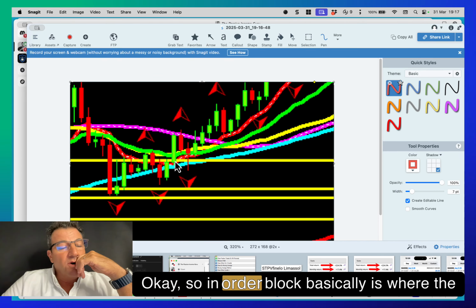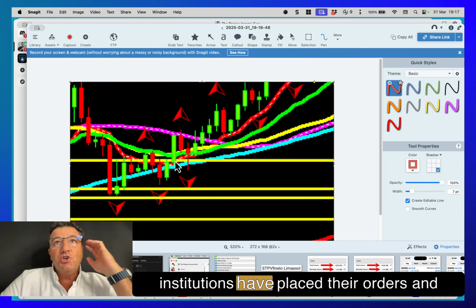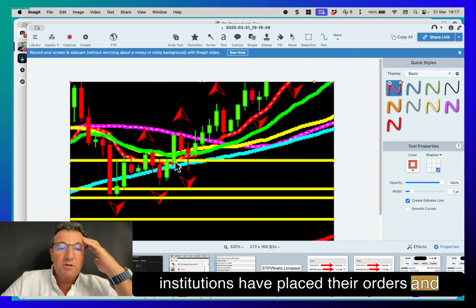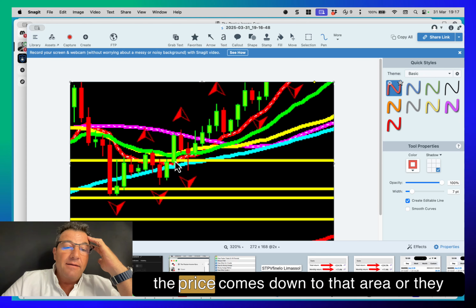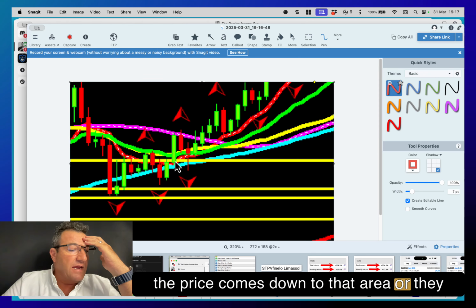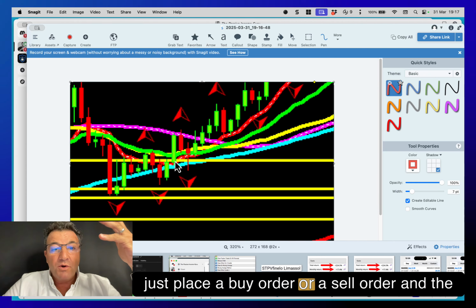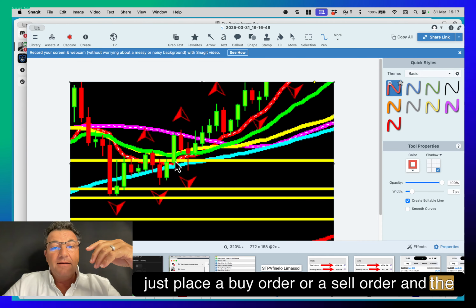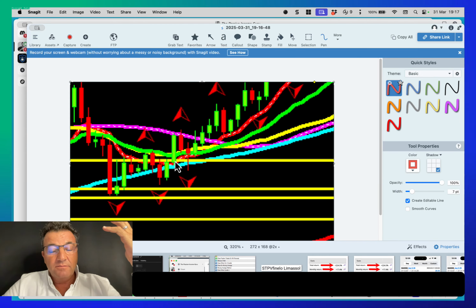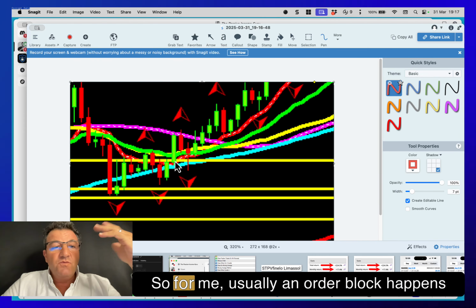Okay. So an order block basically is where the institutions have placed their orders, and the price comes down to that area, or they just place a buy order or a sell order, and the price goes ballistic.